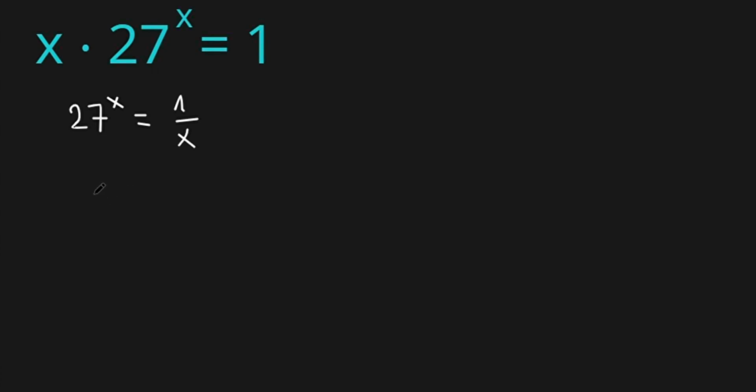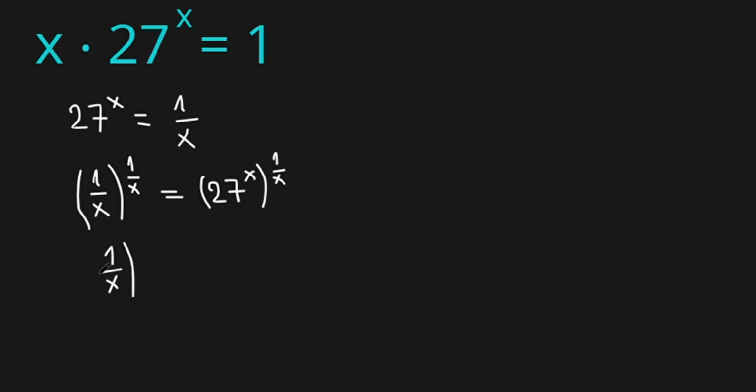Now, let's raise both sides to the power of 1 over x. And we have 1 over x to the power of 1 over x is equal to 27 to the power of x, all this to the power of 1 over x. Now, 1 over x to the power of 1 over x is equal to 27 to the power of x times 1 over x. Because x times 1 over x is 1, what's left is 27.